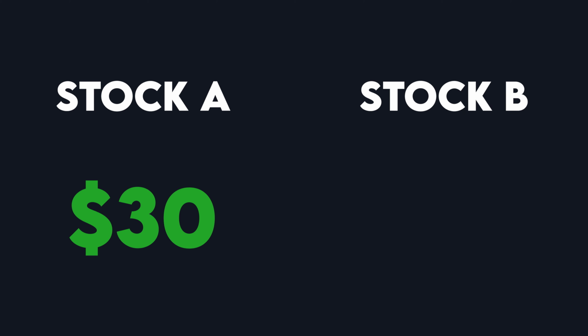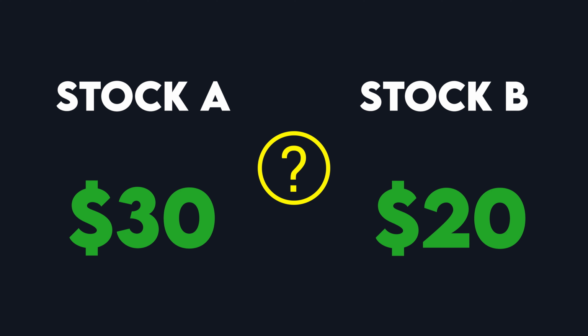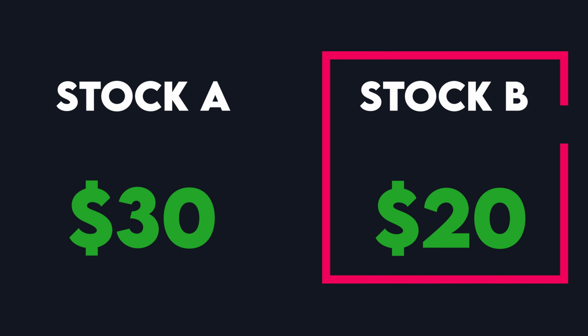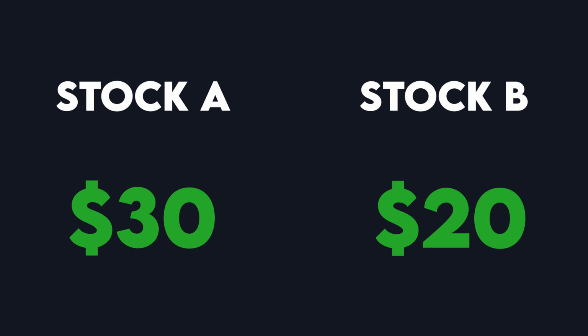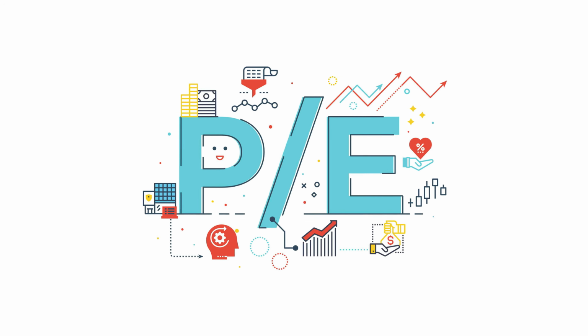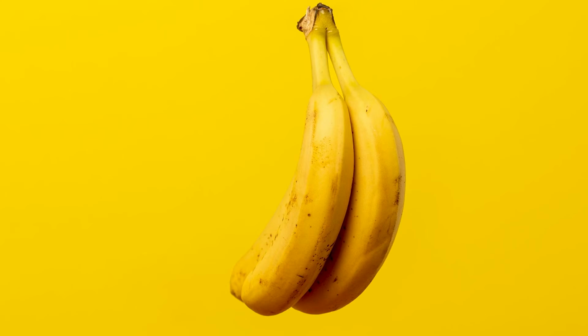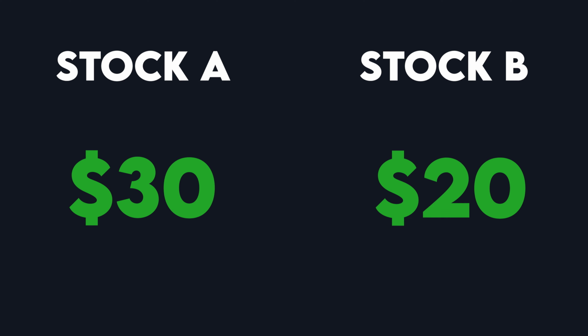So say we have stock A trading at $30 and stock B trading at $20. Which company is more expensive? A new investor might assume stock B is the better value because it's the cheapest. But this isn't necessarily true. The PE ratio can help us with this from a valuation standpoint, to tell us which can give you a better bang for your buck. So let's say these two companies are both in the banana industry. I don't know. And the average banana company has a PE ratio of 15. Let's say company A's PE ratio is 15 and company B has a PE ratio of 30.